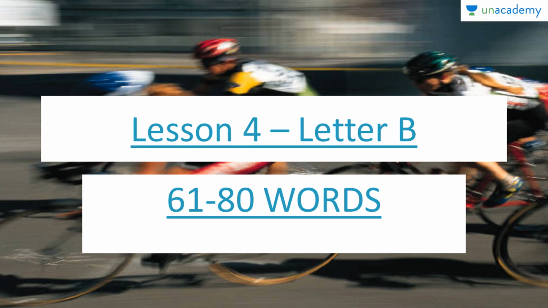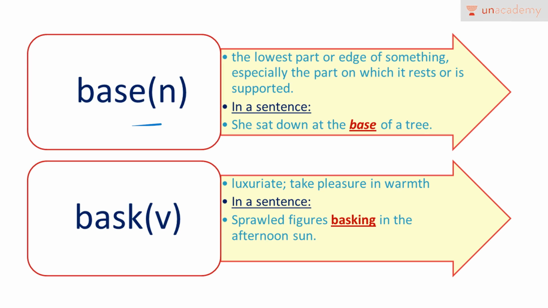But before that, let's begin with lesson 4, letter B, 61 to 80 words. The first word, base, is a noun. Definition: the lowest part or edge of something, especially the part on which it rests or is supported. In a sentence it would read, she sat down at the base of a tree. Next word, bask, a verb, which means luxuriate, take pleasure in warmth. In a sentence, sprawled figures basking in the afternoon sun.